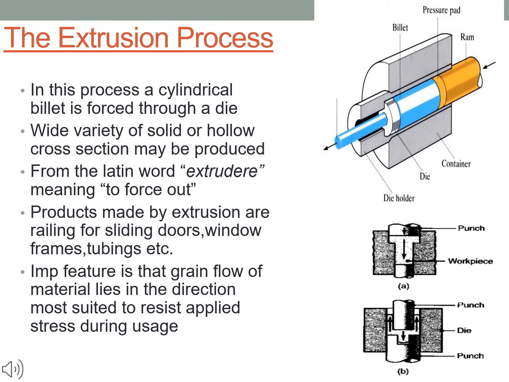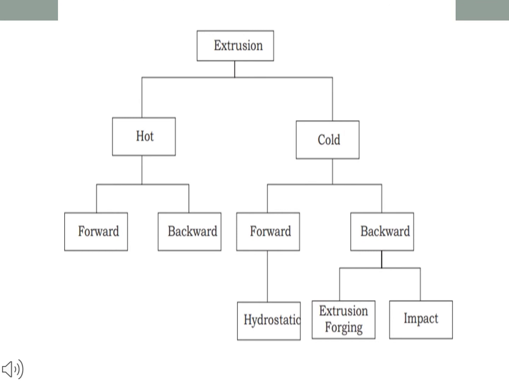Then the other types of extrusions are indirect, hydrostatic, and impact extrusion. Then the classification mainly includes hot extrusion and cold extrusion. Again, hot and cold extrusion is classified into forward and backward. As the name implies, in hot extrusion, the billet is heated to a temperature above the recrystallization temperature or at elevated temperature. Then, cold extrusion is again divided into three: hydrostatic, extrusion forging, and impact.